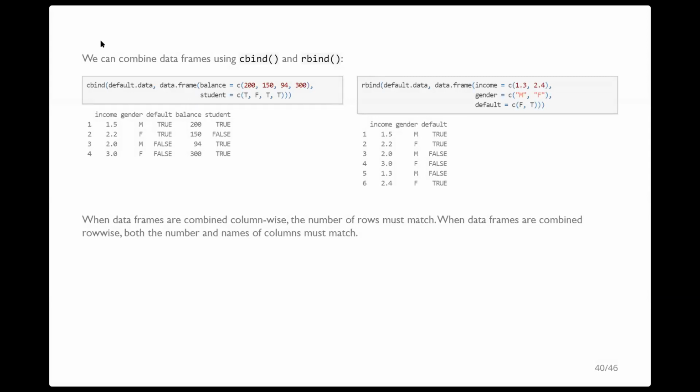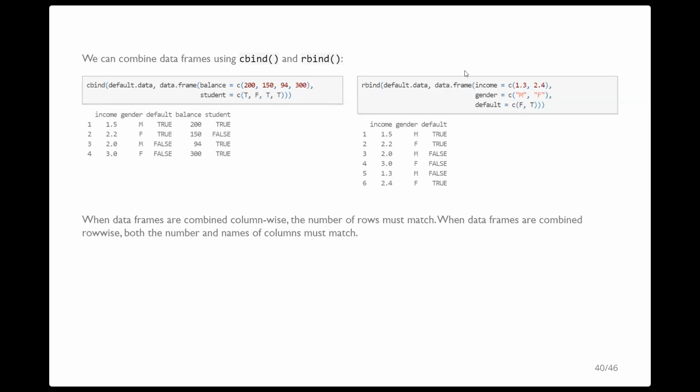When data frames are combined column-wise, the number of rows must match, which means the length of the vectors supplied in the second data frame must be the same as that of vectors in the first data frame.